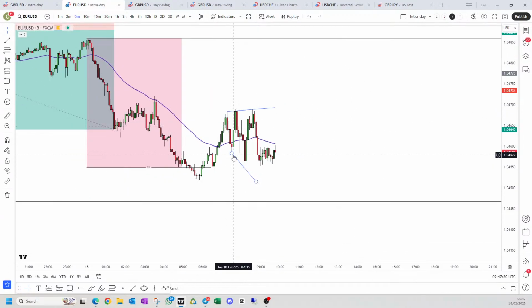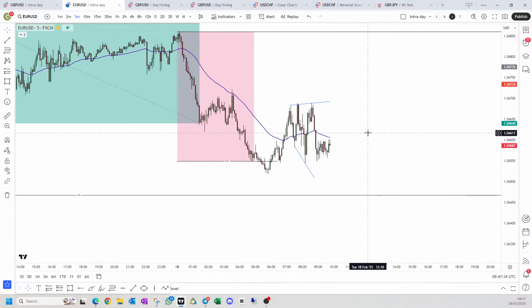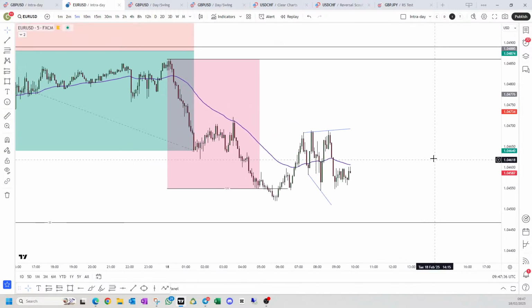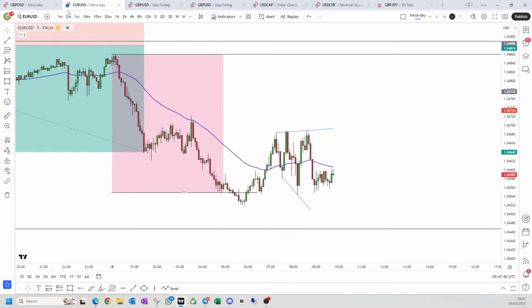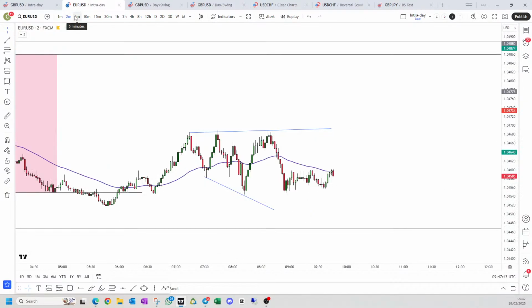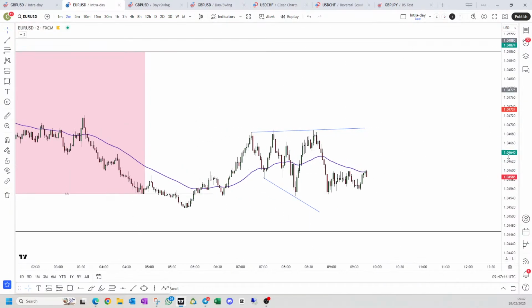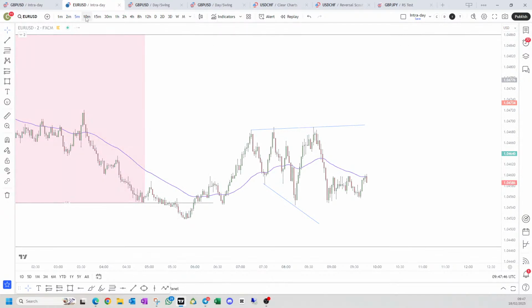EU is still forming that stupid megaphone pattern. So we are still seeing volatility on the dollar right now. Nothing to trade on EU.